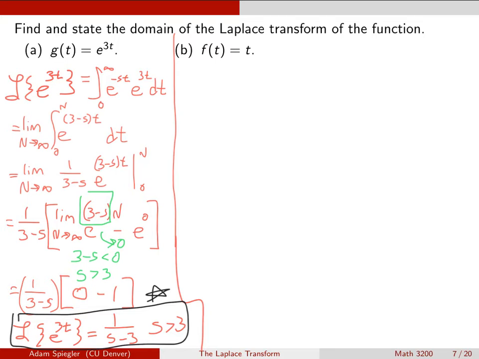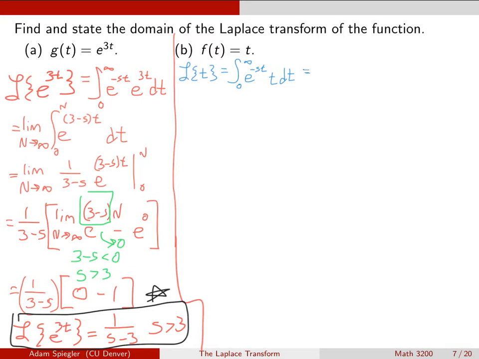Okay, so let's check out part B, which is now asking us to calculate the Laplace transform of the function t. So by definition, that's going to be the integral from 0 to infinity of e to the minus st times our function, which in this case is t. And we integrate that with respect to t.